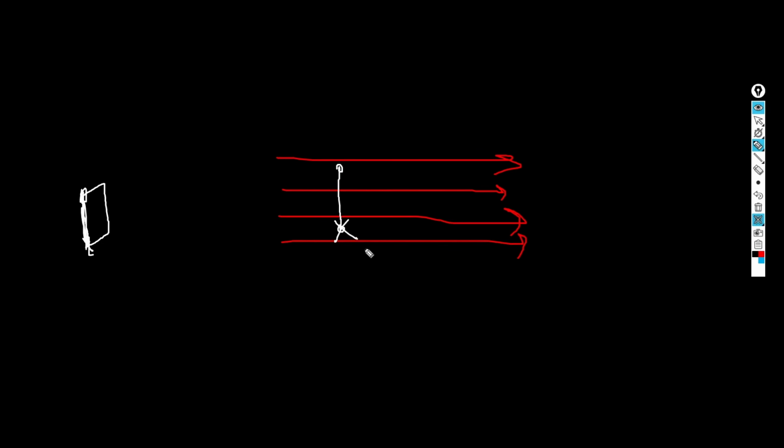How do we determine the amount of magnetic field lines going through? How do we know? We multiply the area of the plane, so the area, times the strength of the magnetic field, times cosine of the angle theta. Well, what cosine of the angle theta?